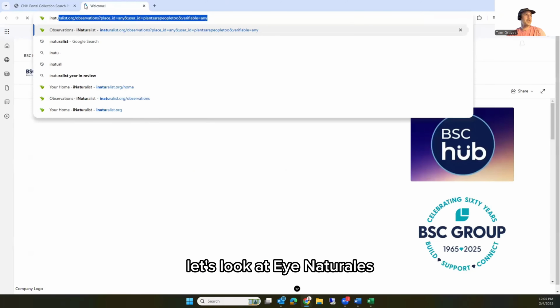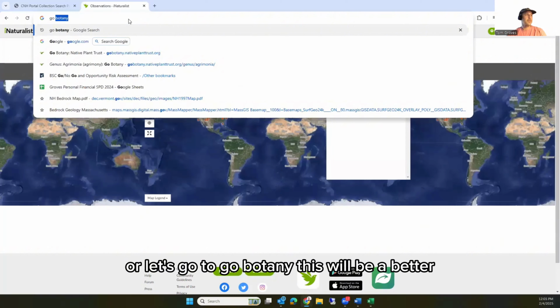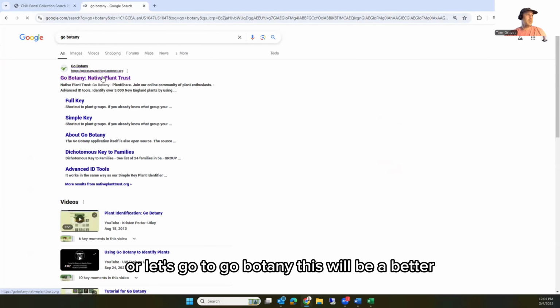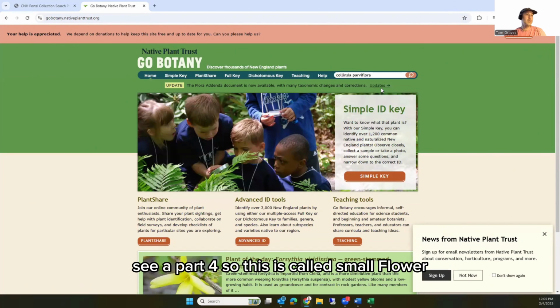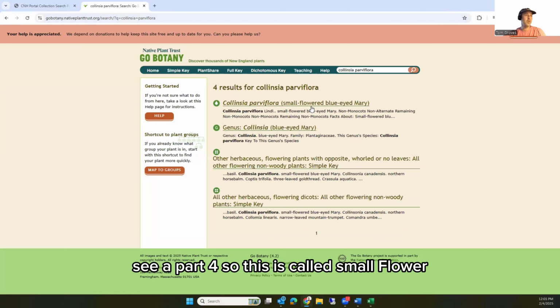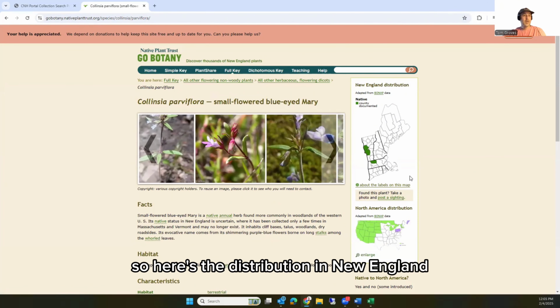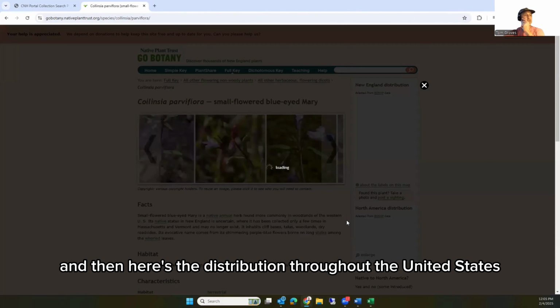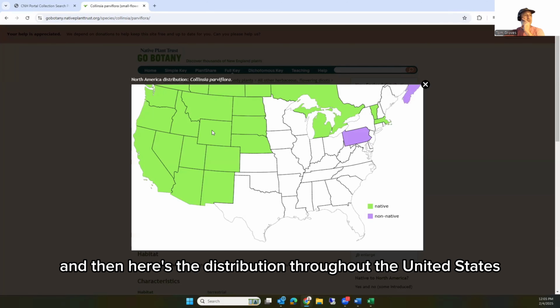Let's look at iNaturalist. Or let's go to Go Botany. This will be a better way to show you. Yeah, parviflora. This is called small-flowered blue-eyed Mary. So here's the distribution in New England, and then here's the distribution throughout the United States.